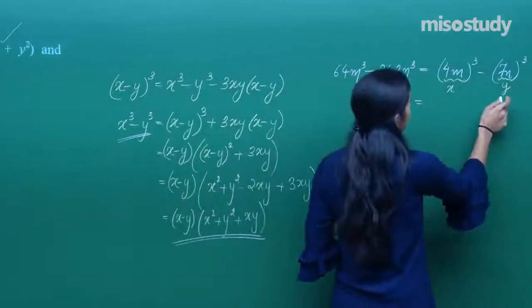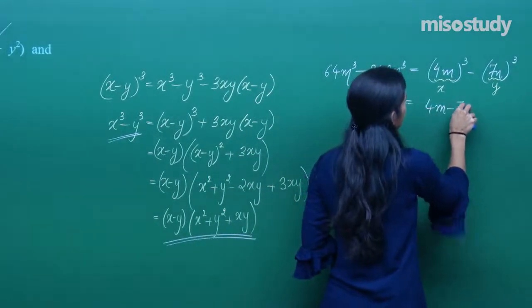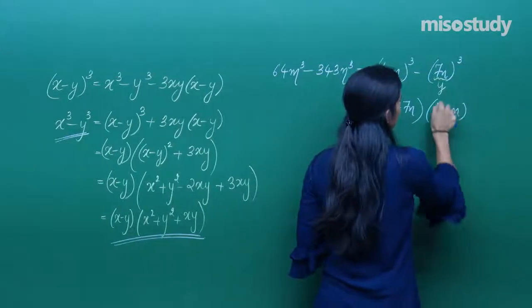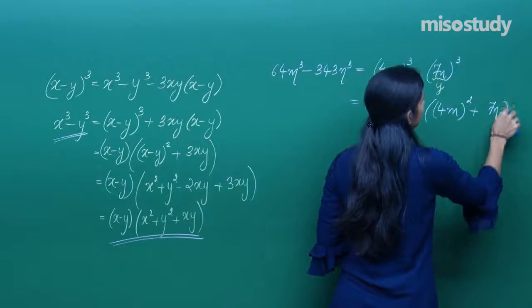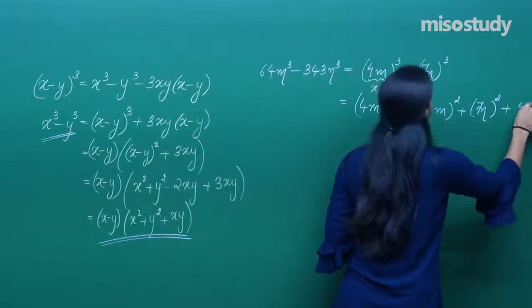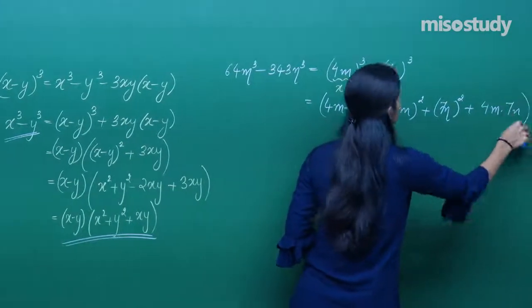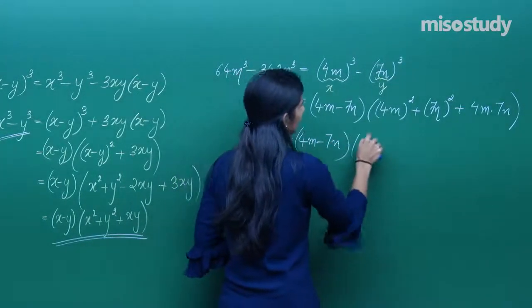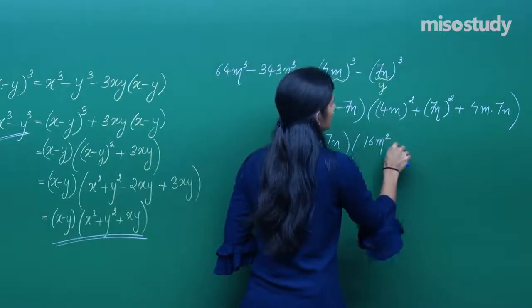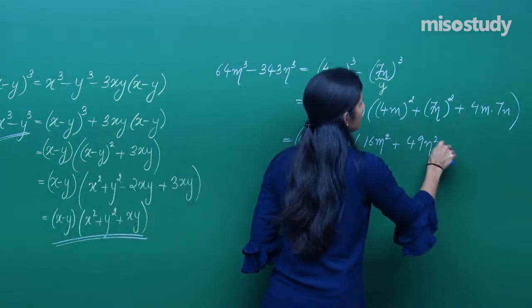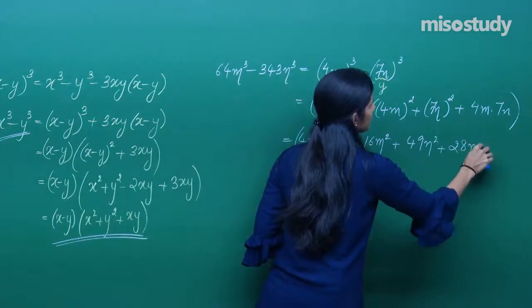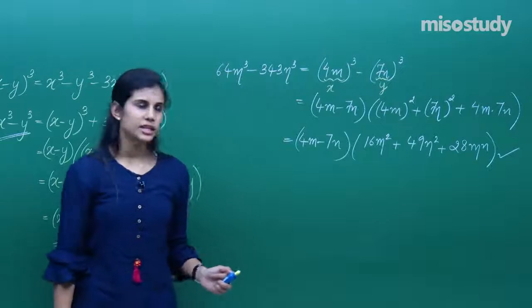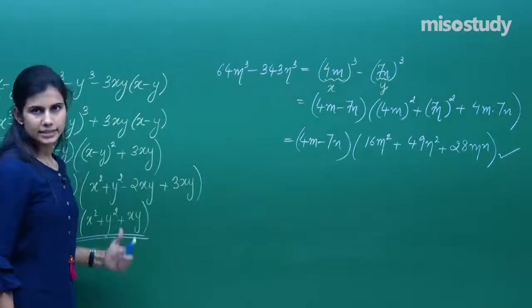Let's write it down. X minus y, x square plus y square plus xy. So this will become 4m minus 7n, 16m square plus 49n square plus 28mn. And this is the factorization of 64m cube minus 343n cube with the help of this identity.